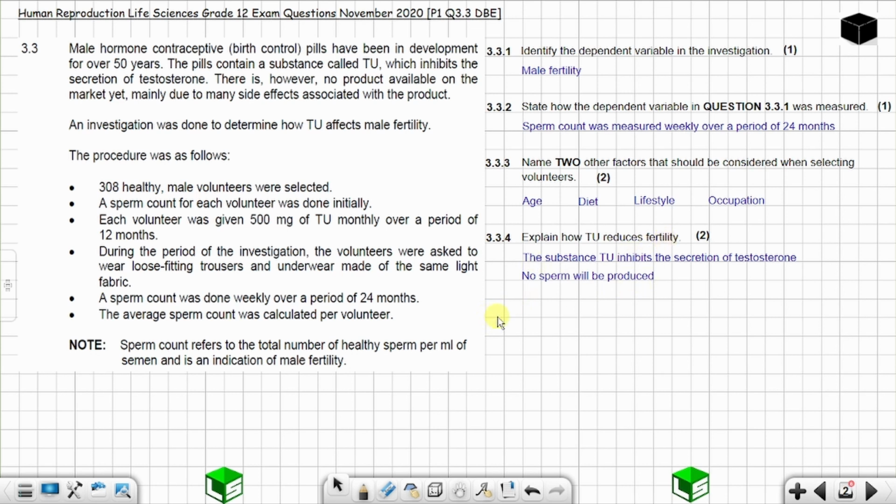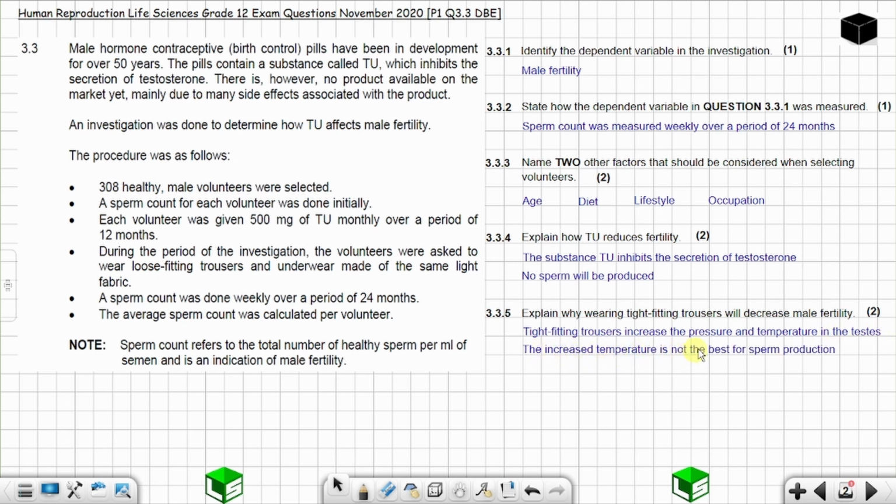Now question 3.3.5, explain why wearing tight-fitting trousers will decrease male fertility. This question is 2 marks. Tight-fitting trousers increase the pressure and temperature in the testes. The increased temperature is not the best for sperm production. Okay, the increased temperature could decrease the sperm count. Okay, when the sperm count is decreased, you know that the male fertility is also decreased.